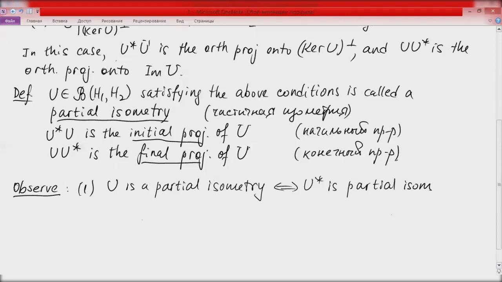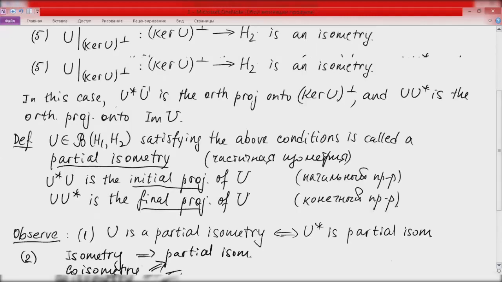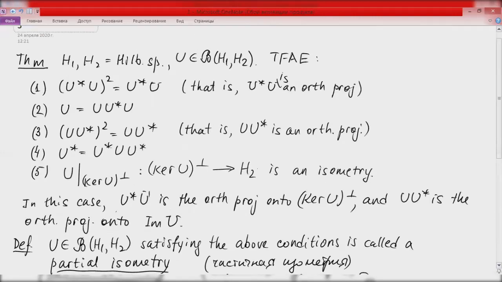The second observation is that each isometry is a partial isometry, each coisometry is a partial isometry, and each orthogonal projection is also a partial isometry. And again, to see this, it suffices to look, for example, at condition 1.